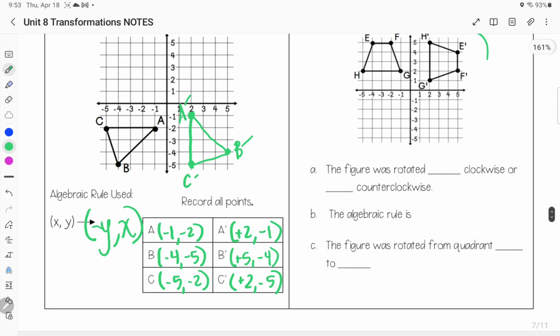All right, you should be able to try this one on your own, remembering that this is my image because it has that mark, and that's my pre-image.